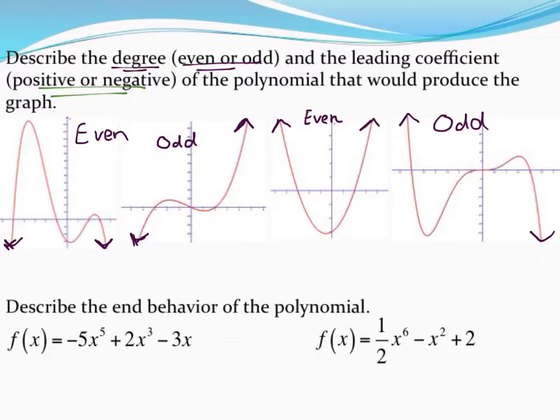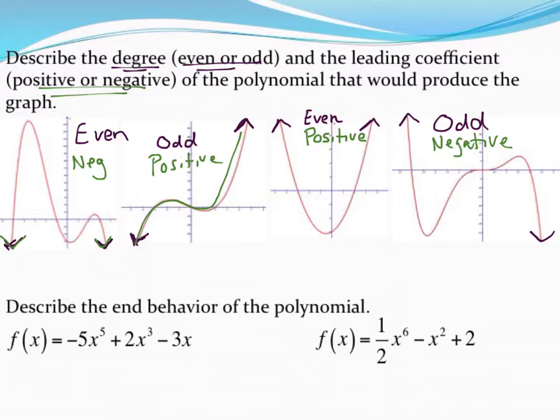Sticking back with our evens, since both ends pointed down, that would be an indication that not only is it even, but it's an even negative polynomial. On the other hand, if both ends point up, that's an even positive leading coefficient. And then for your odd degree, you can do something similar. If you start low but end high, there's your example of an odd positive. It goes from the low to the high end as you look left to right. And then the reverse of that is, of course, going to be your negative one. It starts high but ends low. So there's an odd negative polynomial.